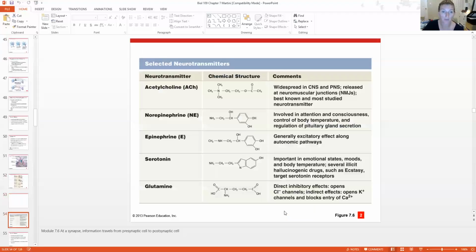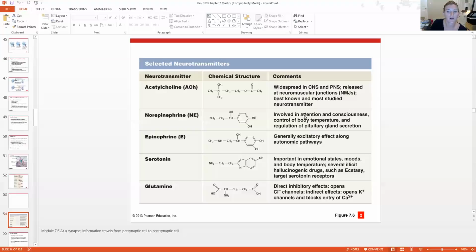Here are some of them. Do you need to know all of them? No. You should be familiar with what a neurotransmitter is, and you need to know just these 5 that are listed here on this page. And these are ones that some of you are probably already familiar with. Acetylcholine, as we said, this is the most studied. This is the one at neuromuscular junctions.